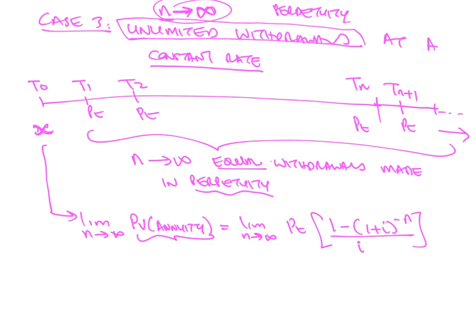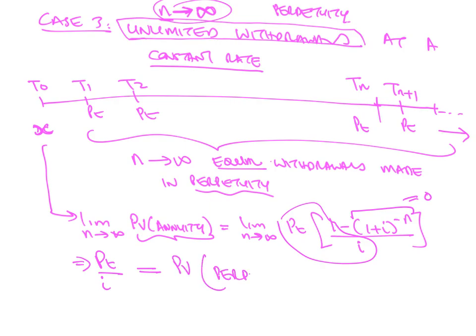I'm not going to do it for you, but what I'll show you is that if I make n infinitely big, this term here tends to 0. And so what am I left with? I'm left with PT over i. And this is the present value of an annuity in perpetuity. The present value of an annuity in perpetuity is just equal to the value of the payments divided by the interest rate. That's all it is, and that is the formula.